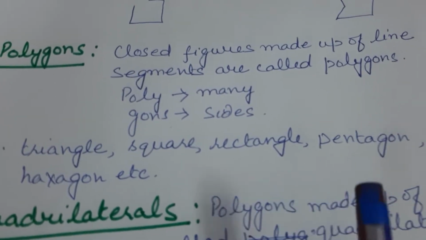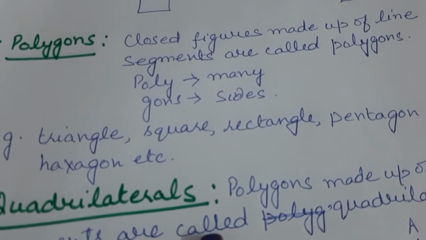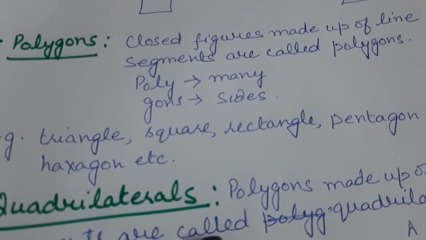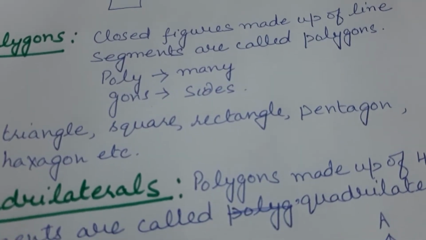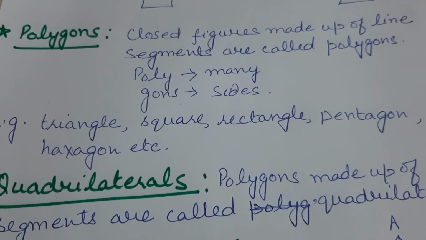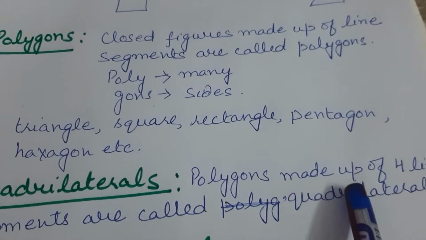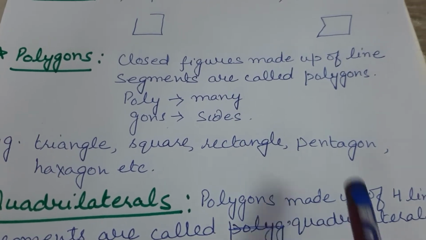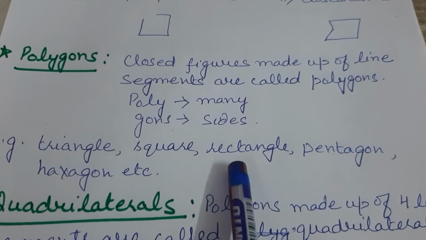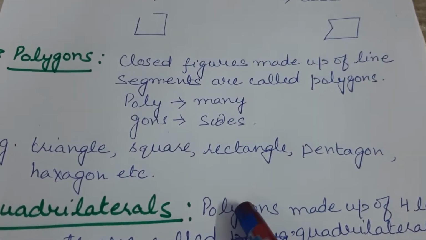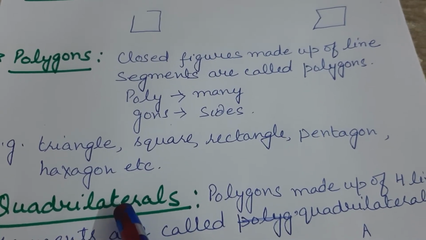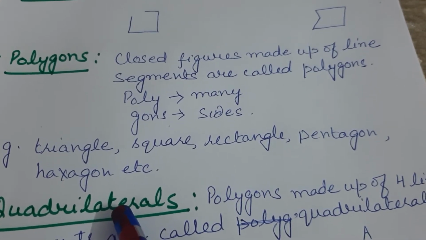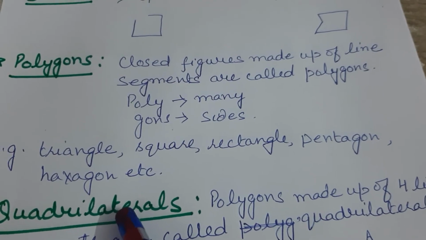Now in polygons, one type is quadrilaterals. Now what are quadrilaterals? The polygons made up of four line segments are called quadrilaterals. Okay, for example, square, rectangle, rhombus. So all these three shapes are quadrilaterals, because all these three shapes have four sides.